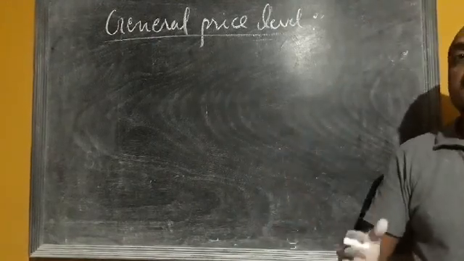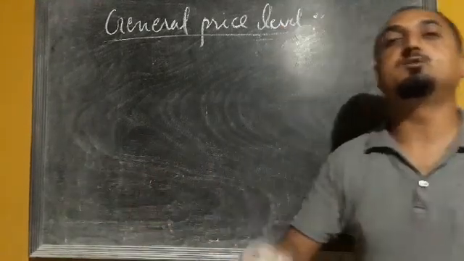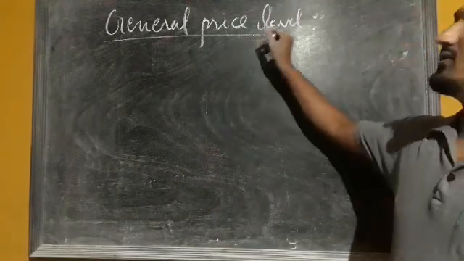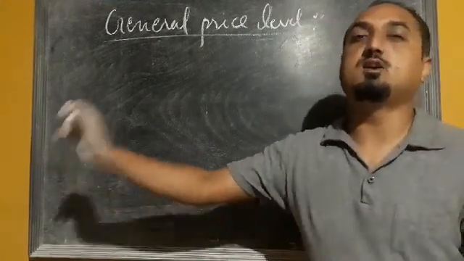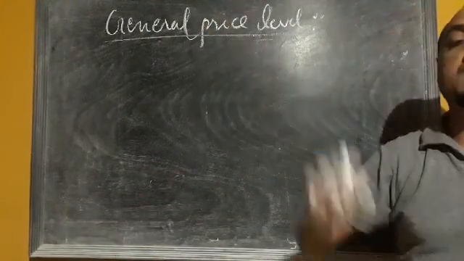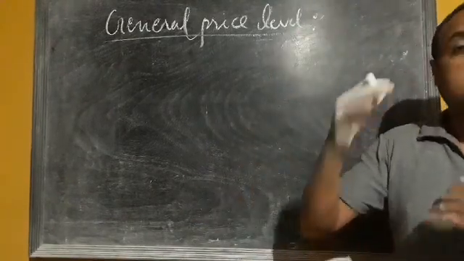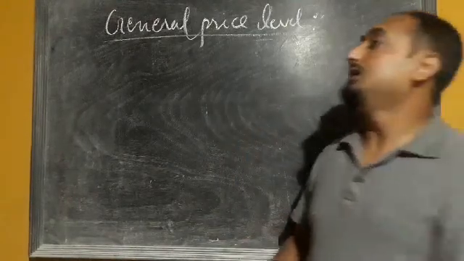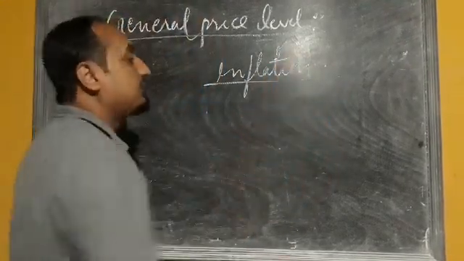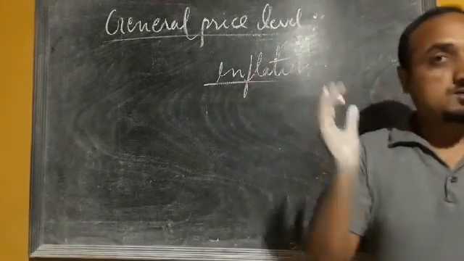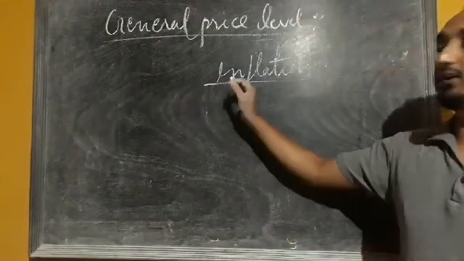This general price level is the average price. General price level means the average price of all the goods and services produced in an economy. So that concept is called what? General price level. Now this general price level may increase or decrease. When the general price level increases, that concept is called inflation. What is inflation? Inflation means the persistent or appreciable or general rise in the price of all the goods and services.